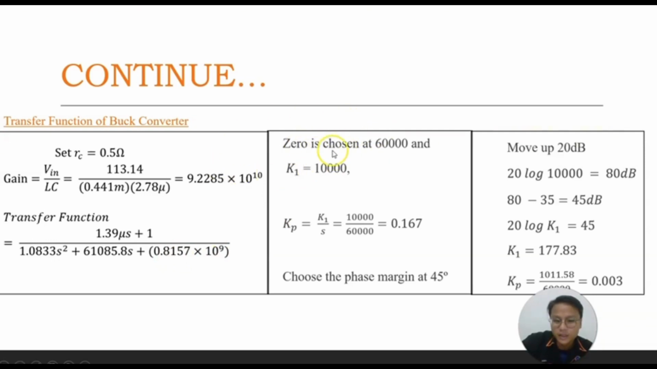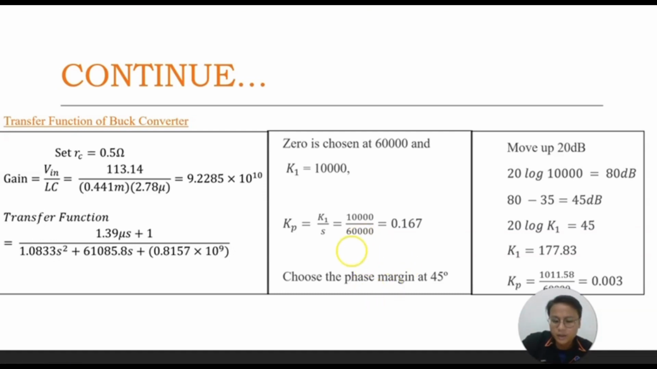So after that, for the Bode plot circuit, we must choose a zero. I choose the zero at 60,000 and K1 equal to 10,000. To find the KP, we need K1 over the zero. So 10,000 divided by 60,000. So we got 0.167 for our KP.